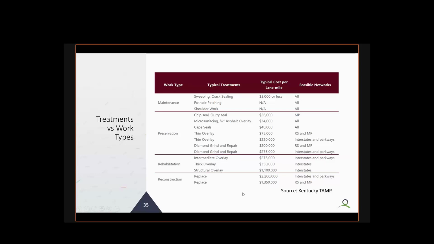Essentially for Kentucky, if they can preserve a mile of road for $34,000 with a microsurfacing, clearly you'd want to do that as much as you can. You can preserve about 8 miles of road with microsurfacing for the cost of one thin overlay. And if you let it slide to a rehabilitation, your costs are like 10 times the cost of that microsurfacing. So it's 10 miles you can preserve versus 1 mile of rehabilitation.